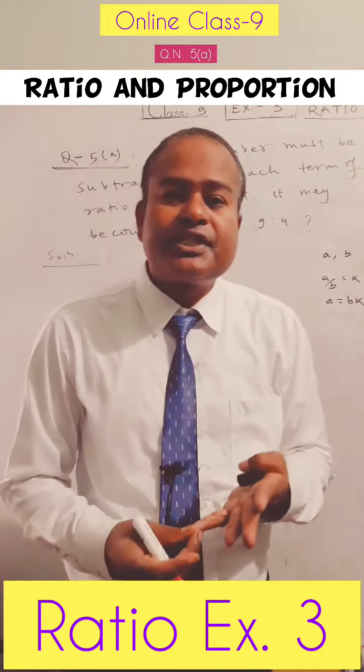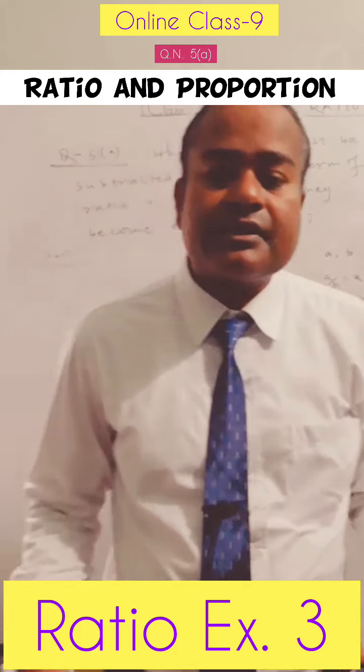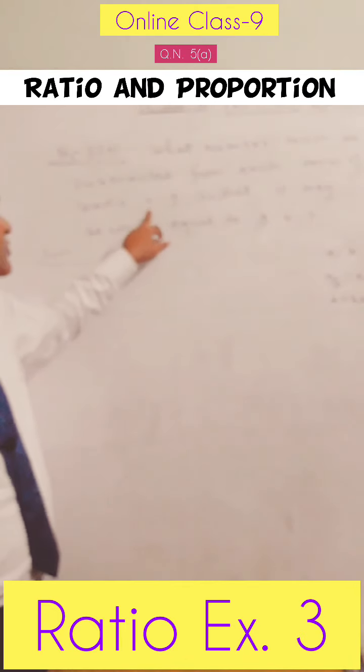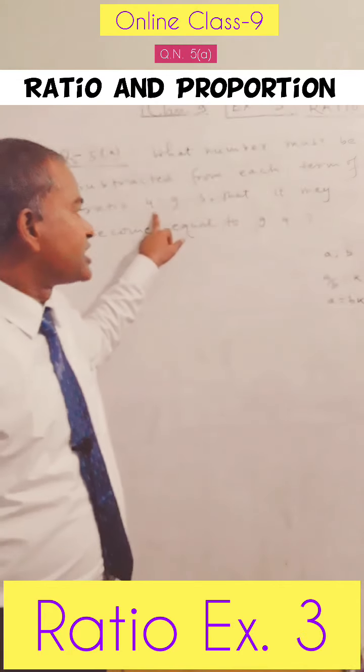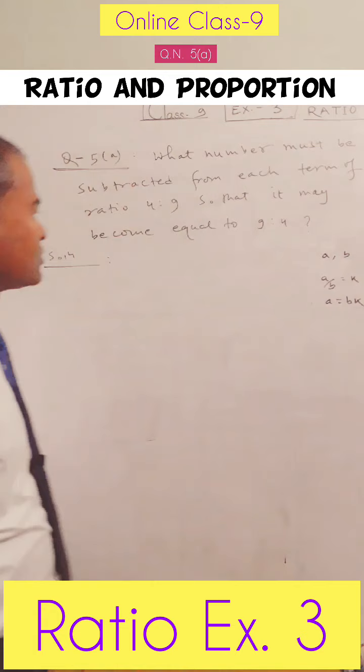Dear students, the first ratio is given as 4:9 and the second ratio is given as 9:4. According to the question, what must be subtracted? Because 4/9 and 9/4 are not equal. So what must be subtracted from each term of the first ratio so that the first ratio will become equal to the second ratio? Let's go to the solution.